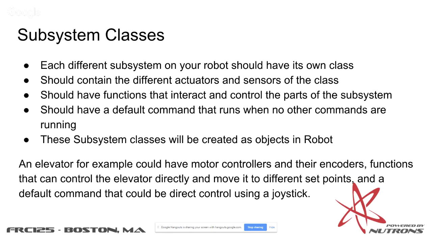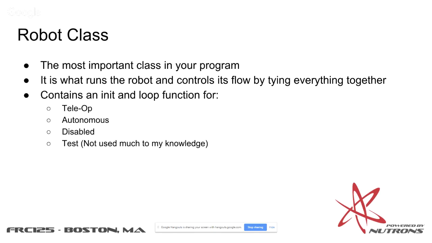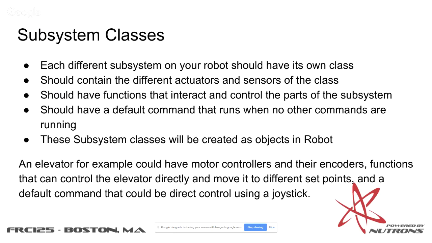And these subsystem classes will be created as objects in Robot. So at the top of your Robot class, like at the top of this one, you'll have all your different subsystems listed out, like drivetrain, elevator, intake, and all your other ones. An elevator, for example, could have motor controllers and their encoders, functions that control the elevator directly and move to different set points, and a default command that could be direct control using a joystick.